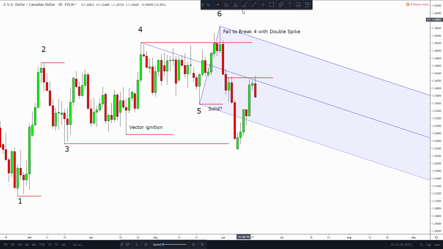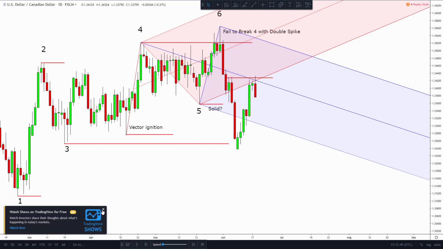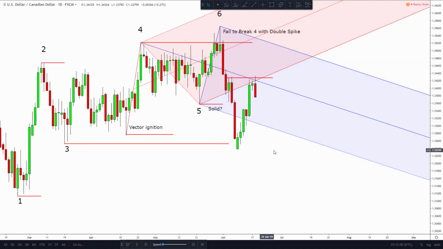The only line that crosses perfectly with the triple intersection we already have is the modified fork using the vector ignition before number 4 until low number 5. That's probably the only fork that will create a quadruple intersection at the point we have been talking about.